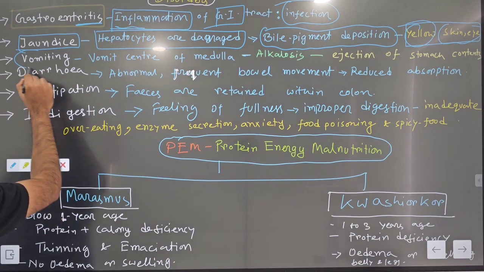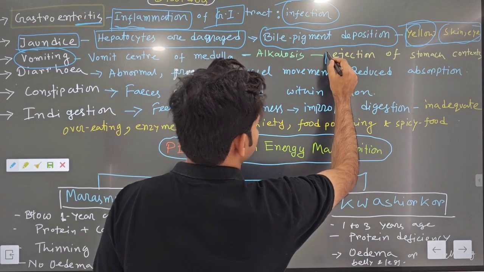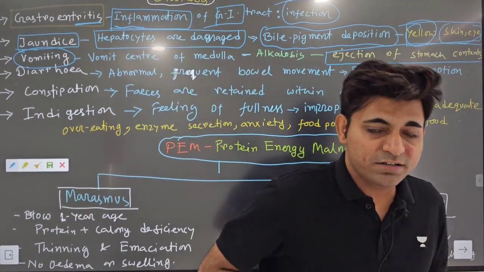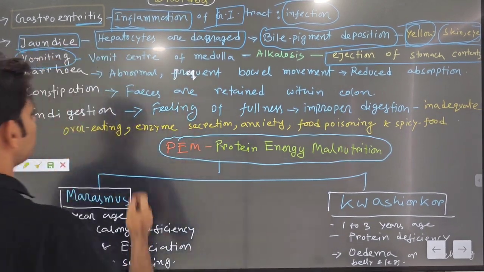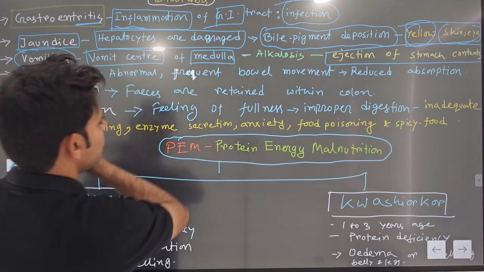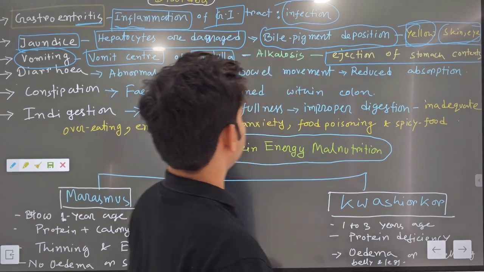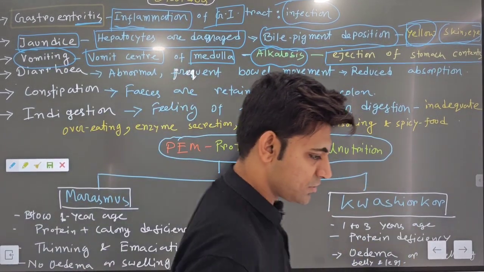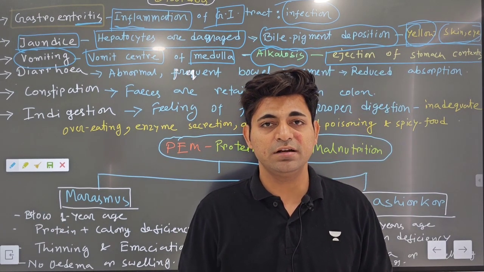Next, vomiting. What is vomiting? Vomiting is the ejection of the content of the stomach through a reverse peristalsis movement, which is controlled by the vomit center of the medulla oblongata. Now, why will your stomach suddenly eject out everything? The reason is alkalosis, when there is too much secretion of HCl in our stomach.